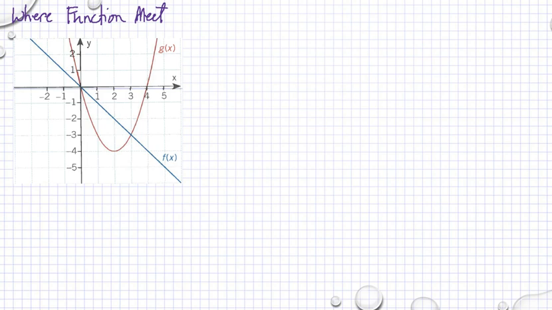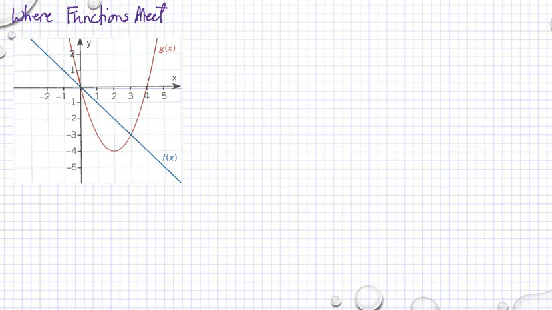I'm going to discuss where functions meet. This is included in the quadratics because we're going to discuss two different functions. Maybe when you studied lower mathematics, you did systems of linear equations. The process here is almost the same.